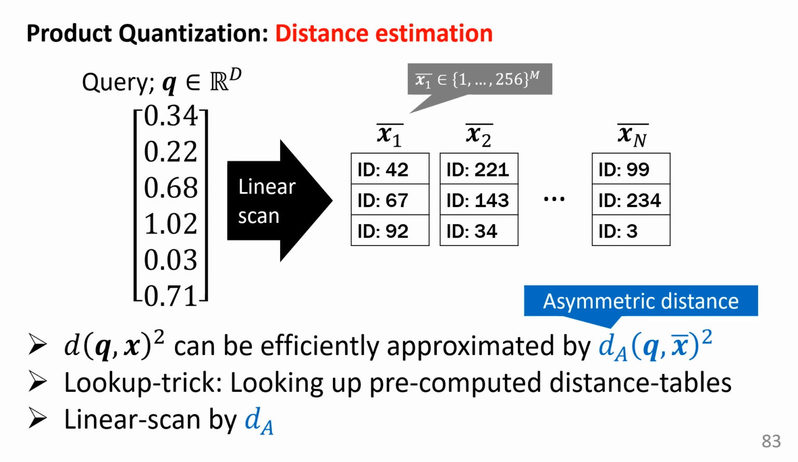However, the squared distance d(q,x)² can be efficiently approximated by d_A(q, x bar). So this is the asymmetric distance, and this is the PQ code. So we can approximately compute the distance between this one and this one. By using a lookup trick, we can look up a pre-computed distance table, then we can compute this. Anyway, the important thing is we can linearly scan each item, this one, this one, this one, by d_A. So we can run a linear search here. Okay.